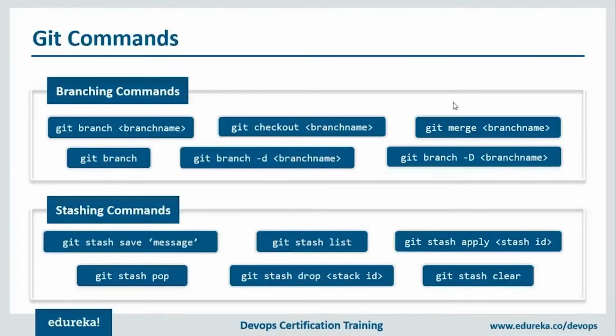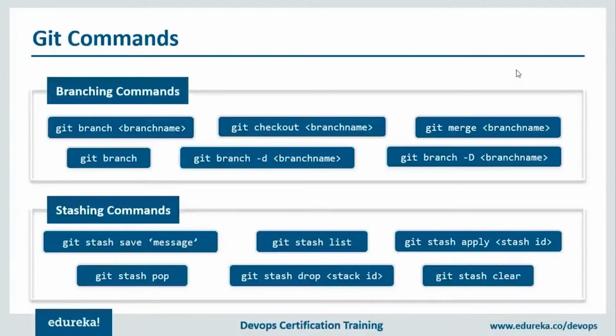And then we have branching and stashing commands. So git branch name is to create a new branch. Git checkout branch name is to change the working head. That means if you mention git checkout branch 1, the head will change to branch 1. Git merge branch name is to merge master with the branch. Git branch basically shows the branch that you're working on and all the branches that you have. Git branch -d branch name is to delete the branch. Git branch -D branch name is to force delete the branch from an unstaged area.